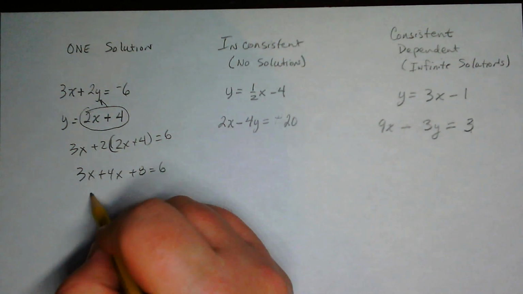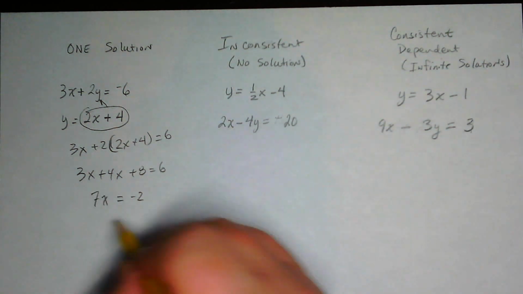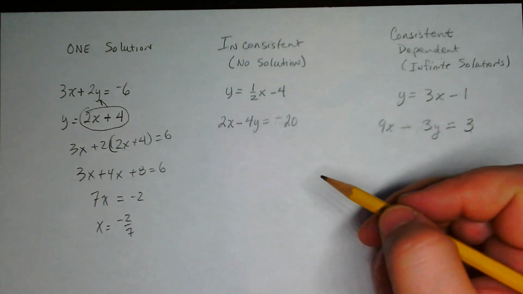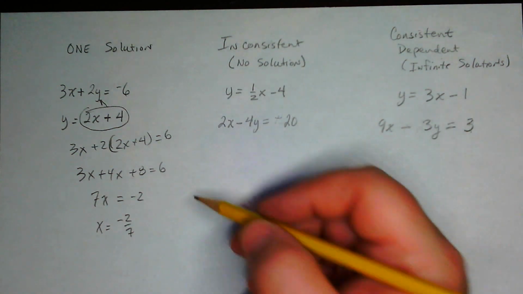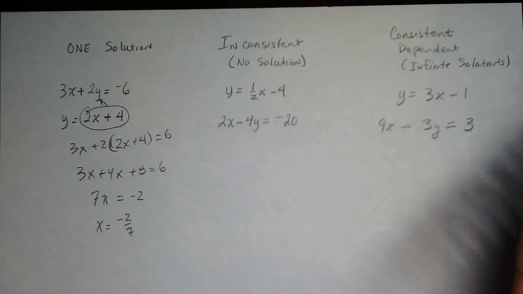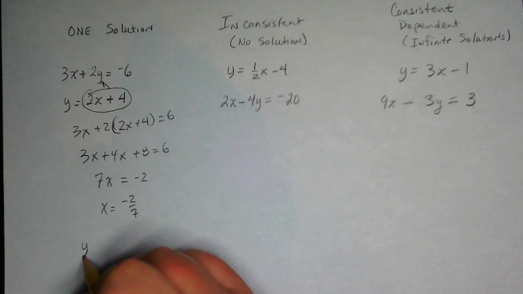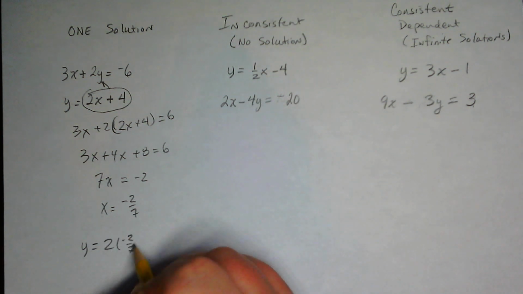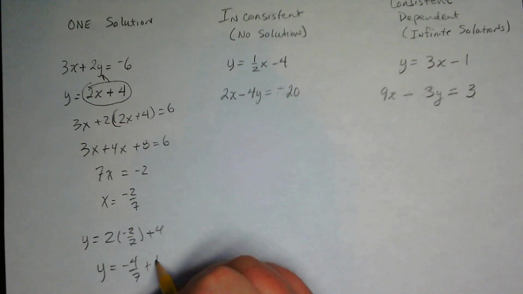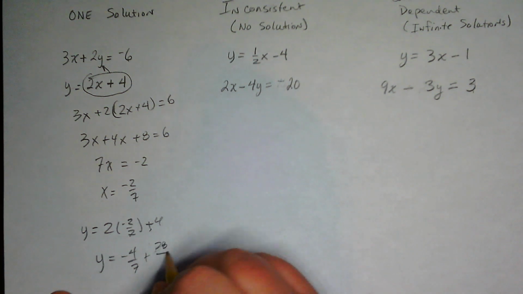I'm going to go kind of quick because I would hope that you got the idea right here. So you get x equals negative 2 over 7. That's an ugly answer, but that's how it works. And then you take that value, plug it into the other equation, and boom, you got it, right? So let's go ahead and do it anyway. y is equal to 2 times negative 2 over 7 plus 4. So y is equal to negative 4 sevenths plus 4. 4 is, of course, 28 sevenths, right?